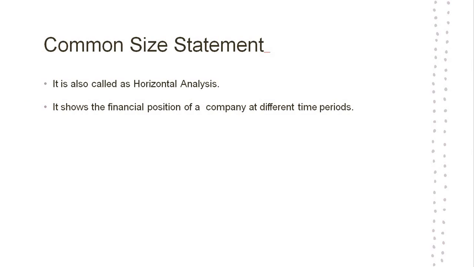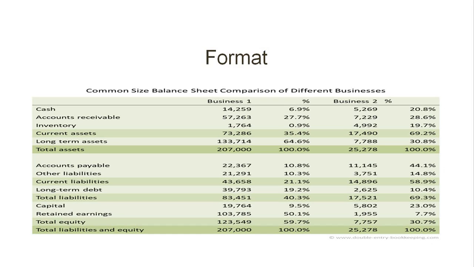Now the second one is the common size statement. It's a horizontal way of analysis, and it always shows the financial position of the company at a different time period. Just remember it is a bit different from a comparative statement. This is the format of preparing a common size balance sheet. As you can see, you can take the total assets and total liabilities as 100, and then later.